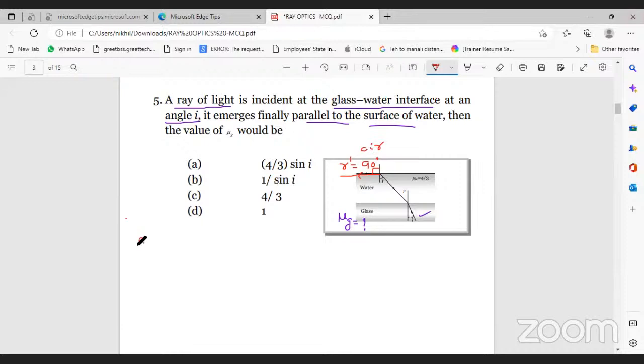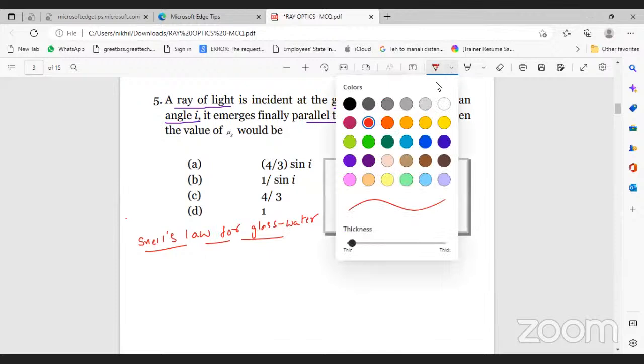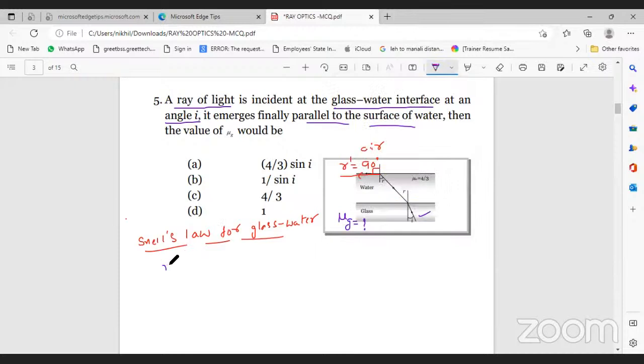Now, can you apply Snell's law for glass water? Tell me Snell's law for glass water. Ng into sin I is equal to Nw into sin R.